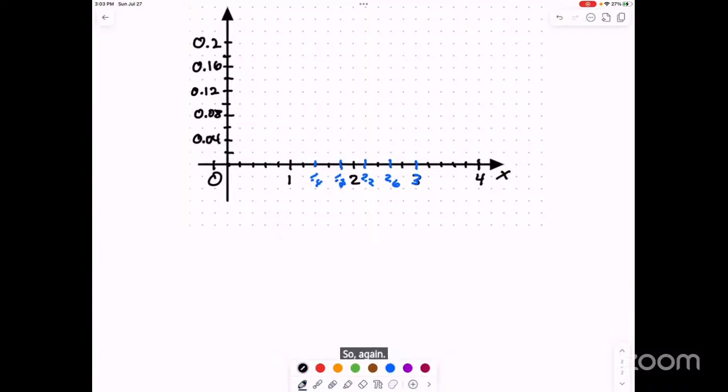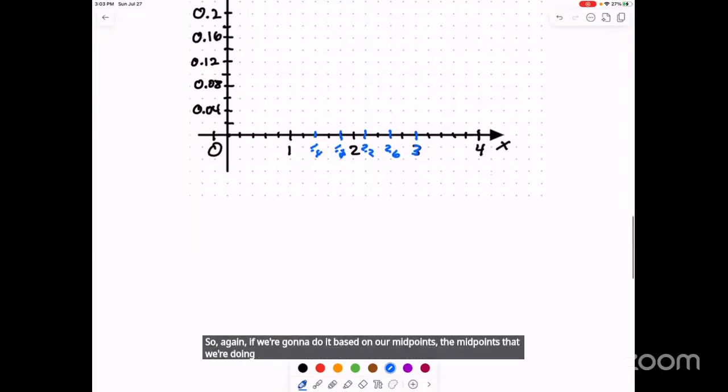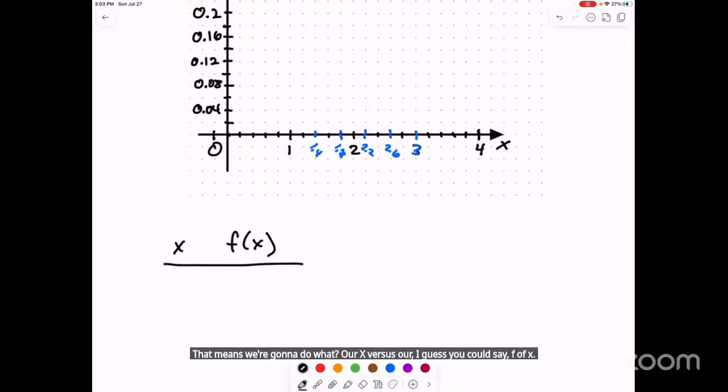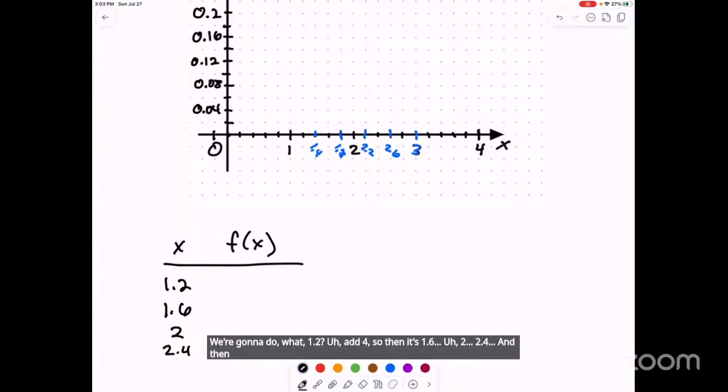So again, if we're going to do it based on our midpoints, and we're doing 5 subintervals, that means we're going to do what? Our x versus our, I guess you could say, f of x. We're going to do 1.2, add 0.4, so then it's 1.6, 2, 2.4, and then 2.8. These are the x values I need to do.